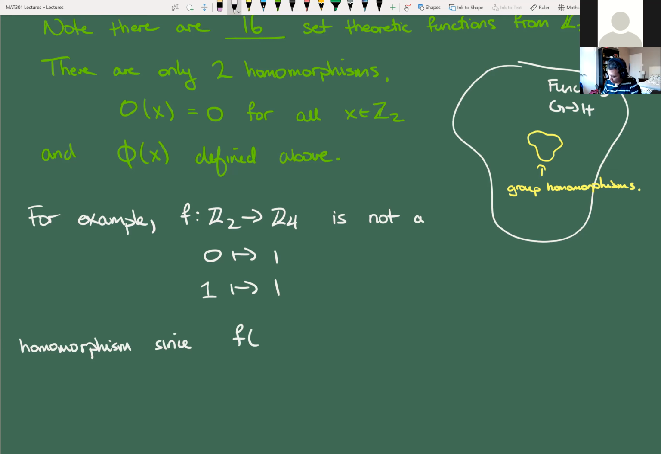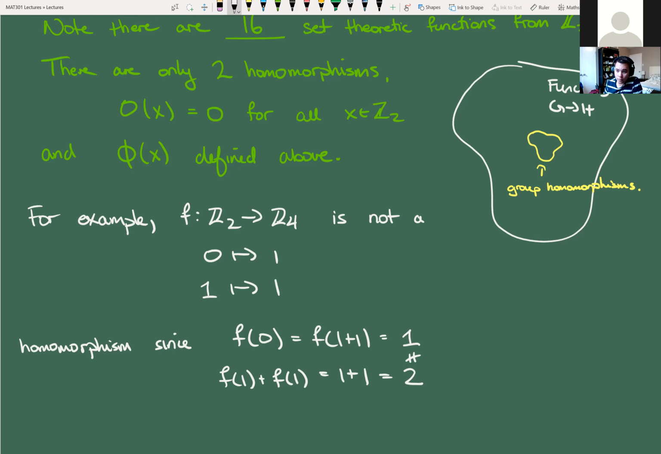Well, let's try one. So F of 0, that's the same thing as F of 1 plus 1, right? Because we're in Z2 in the domain. So 0 is the same thing as 1 plus 1, and that has to be equal to 1. But if I take F of 1 plus F of 1, I get 1 plus 1 is equal to 2. And these are not equal in Z4, right? They're equal in Z2, but they're not equal in Z4.